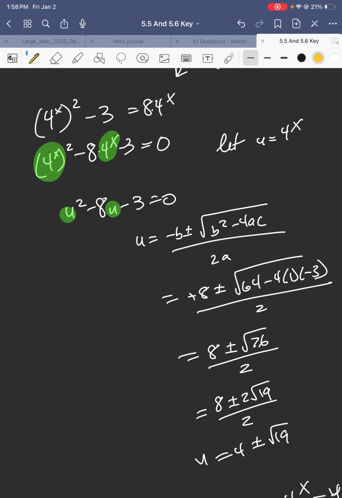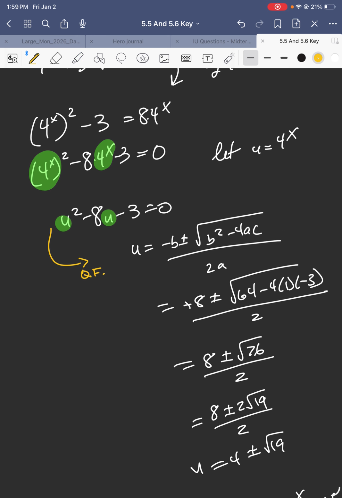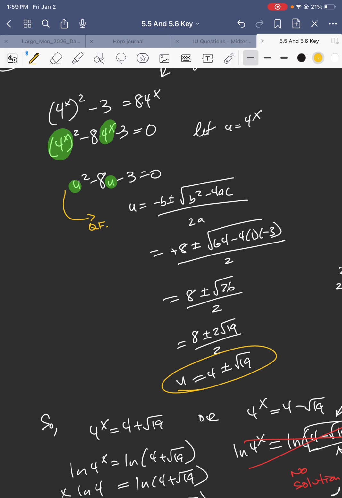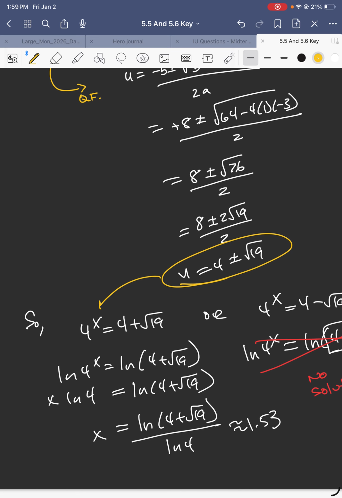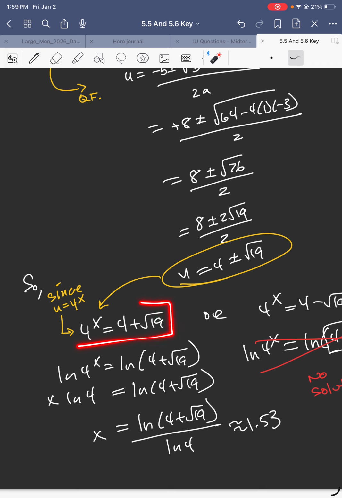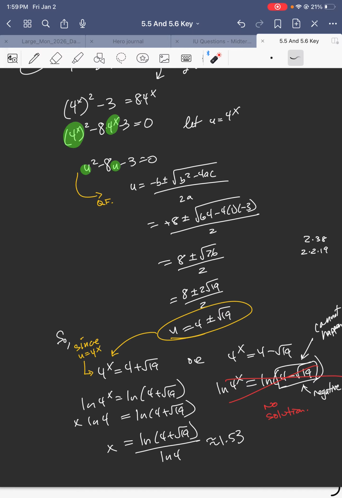So now I can use my old buddy, the quadratic formula, to solve for u. When I do, I get this, but remember, u was 4^x. So since u is equal to 4^x, what we can say is that all this is true. 4^x is equal to this stuff, but notice I want to get at that exponent, so I just take the natural log of both sides. That pulls down the exponent, and I can divide, get this ugly number, which is pretty amazing.